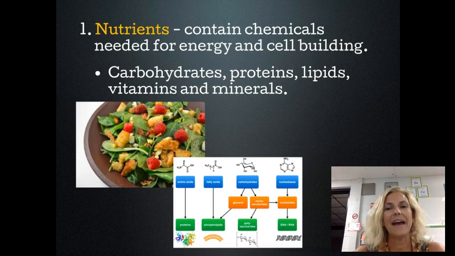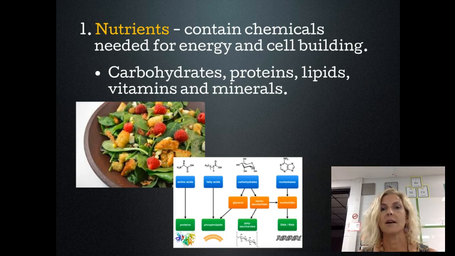So the first need we have is nutrients, and that one is probably the most obvious because you like to eat. And why do we eat? Mostly so that we can have energy, right? Also, we eat so that we can have materials to build larger tissues. So the chemicals that we need come from some macromolecules: carbohydrates, proteins, and lipids.